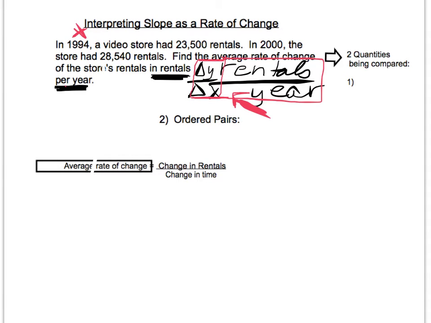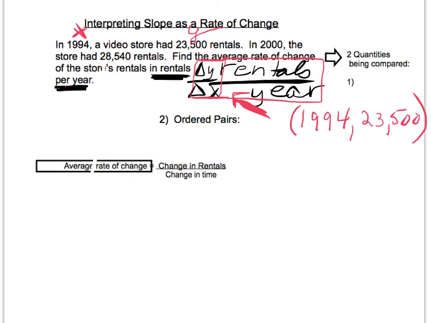The store had 23,500 rentals. That's my y-coordinate. So I have an ordered pair: 1994, comma, 23,500. Now you need to write this on your paper. Stop the video, write that ordered pair on your paper.